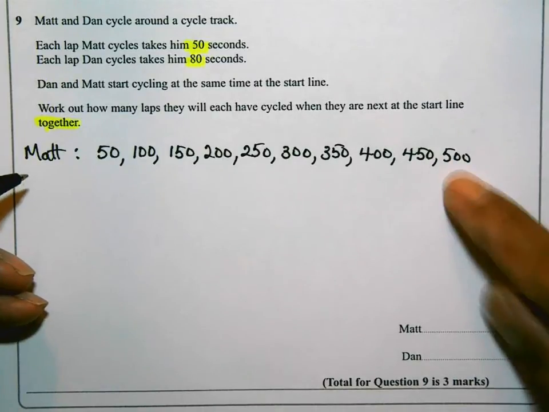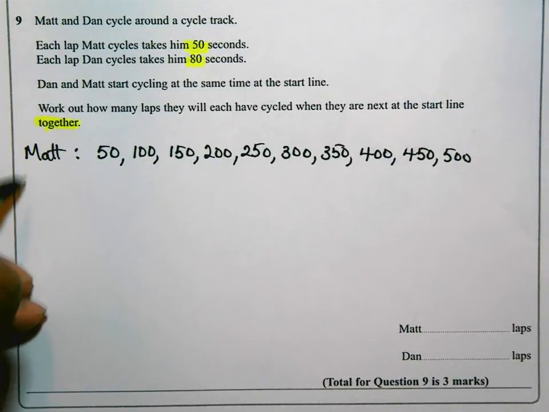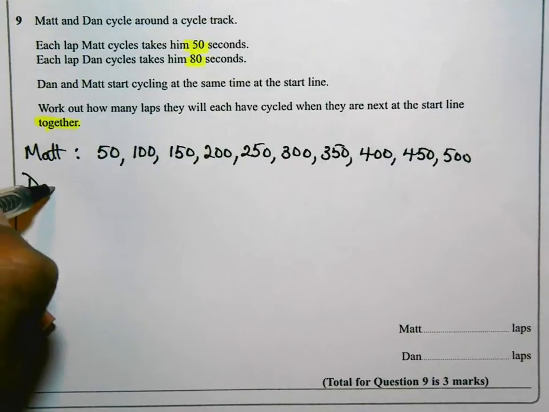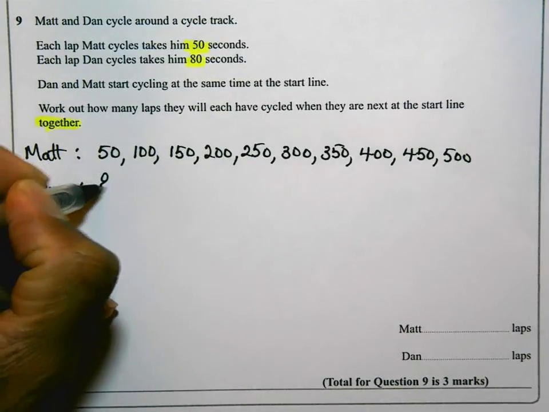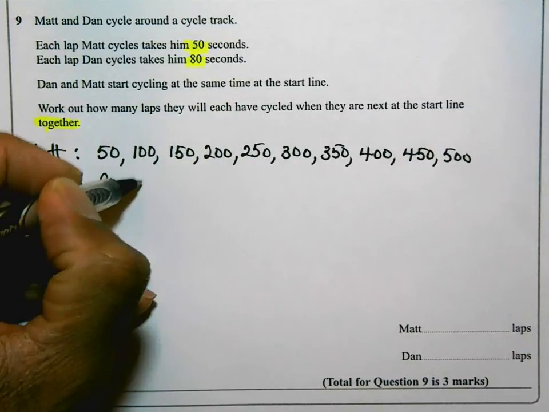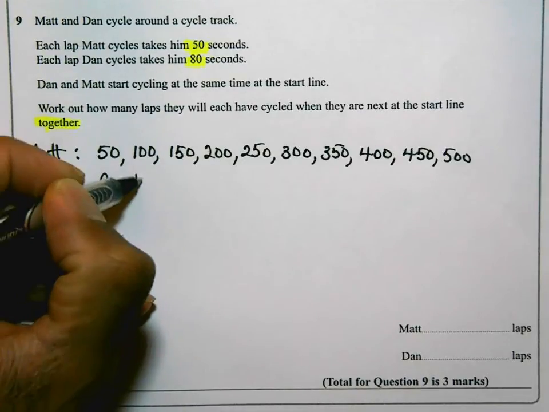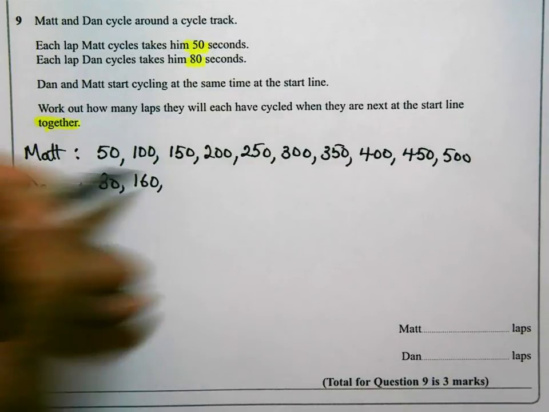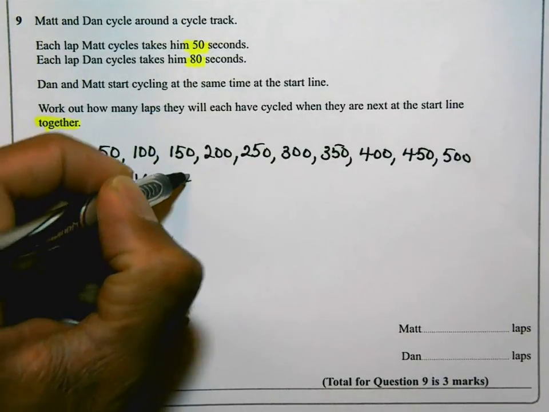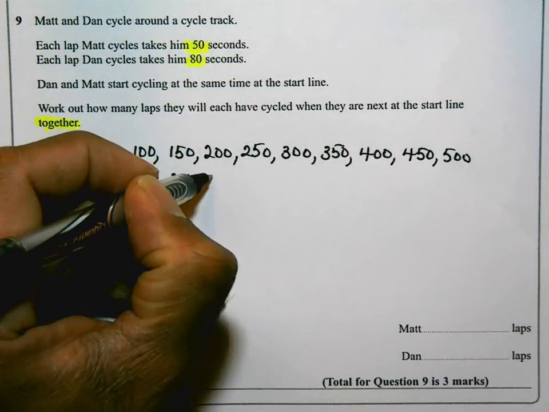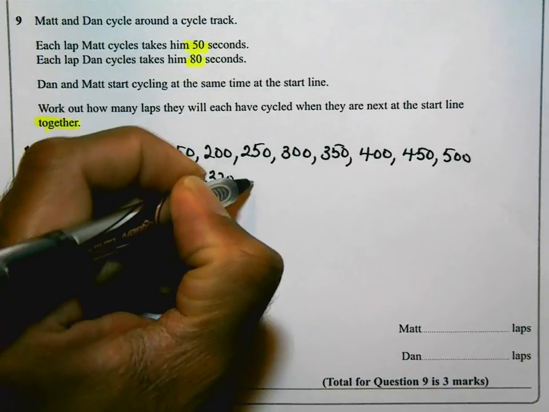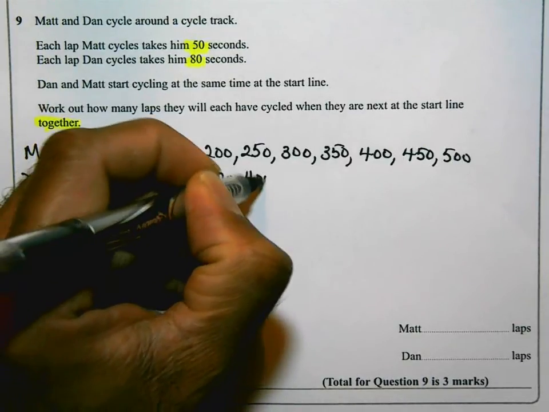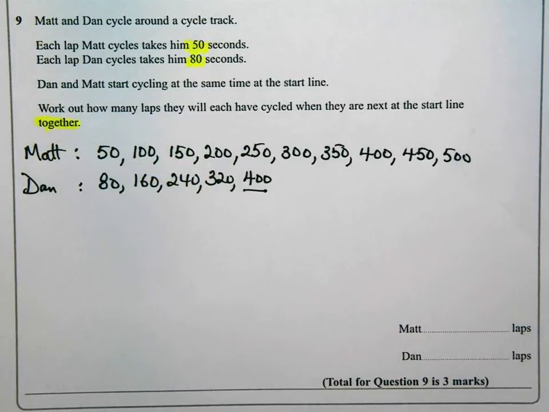With regard to Dan, well, 1 lap would take him 80 seconds. After 2 laps, he'll be back at the start line after 160 seconds. Add on 80 again, that's going to be 240. Add on 80 again, that's 320. Add on 80 again, that's 400. Wait a minute, 400, 400.